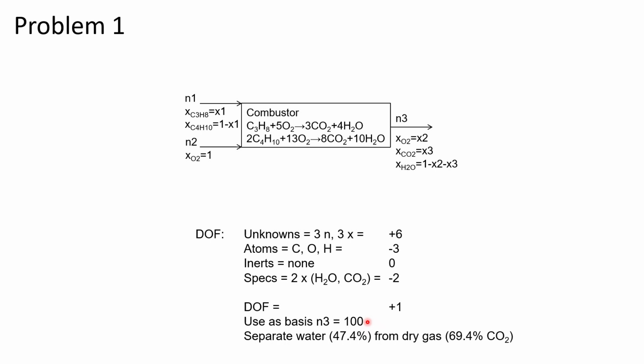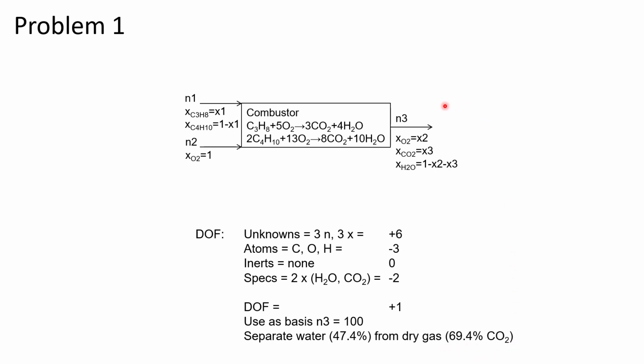We're going to set that equal to 1. But since we're also given some composition data for the dry gas, we're going to redraw this process flow diagram. So instead of having 1 stream coming out here, we're going to have 2. We're going to have 1 which is just the water only, 47.4% of that total of the 100. The other, which would be 100 minus the flow rate of the water, would be the flow rate of the dry gas stream. The composition of CO2 in that dry gas stream is 69.4%.